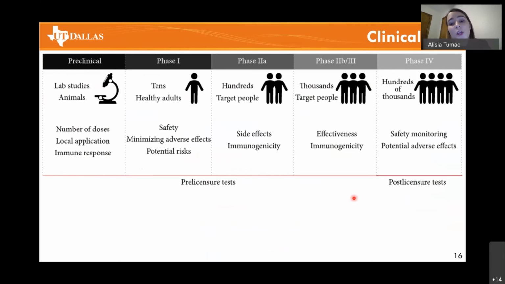If this is successful, it will go into phase 2 and 3, which is the last phase before manufacturing and licensing. And it will get administered into thousands of target people, and it will essentially determine if the vaccine is effective and safe enough to go on the market. And phase 4 is basically a post-licensing and marketing stage in which they typically just monitor the safety and potential adverse effects of the adjuvanted vaccine. So this can take up to maybe 2 years.